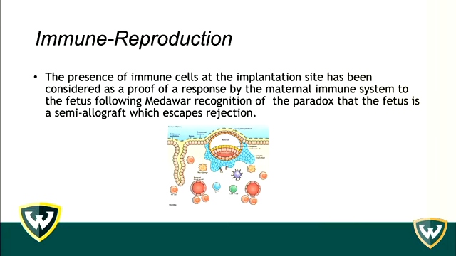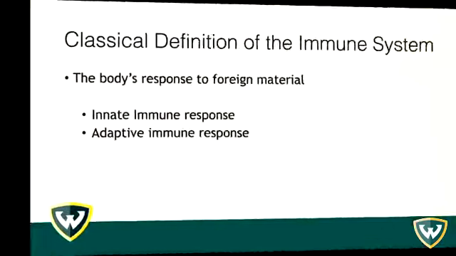The presence of these immune cells at the implantation site was considered in the early stages, when Sir Medawar was proposing the idea of a graft, as proof that there was a maternal immune response to the implanting fetus. And Medawar proposed that when the fetus implants, there was a migration, an input of maternal immune cells that were really trying to attack that foreign body that was penetrating within the maternal tissue, that is the uterus.